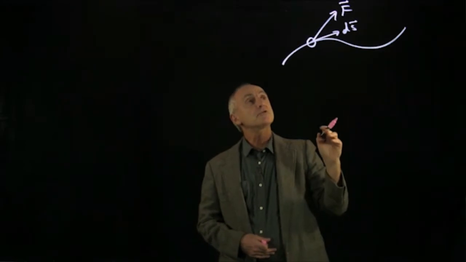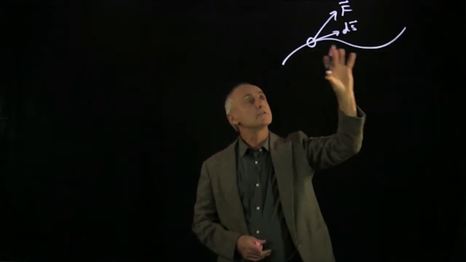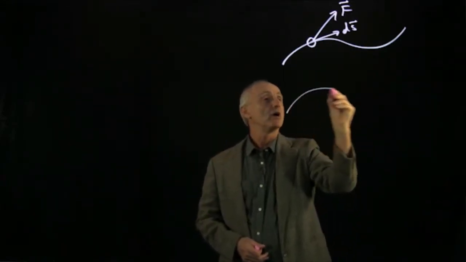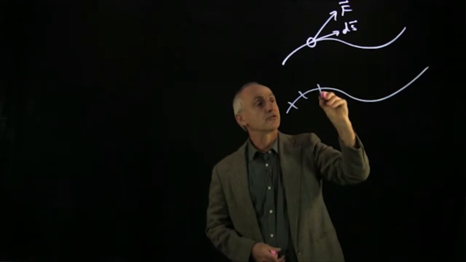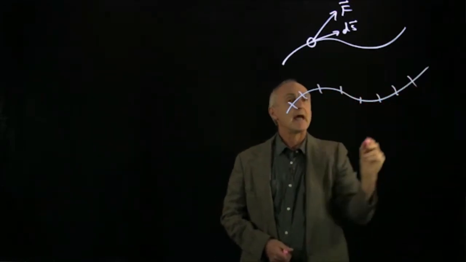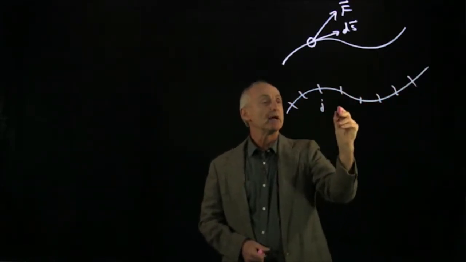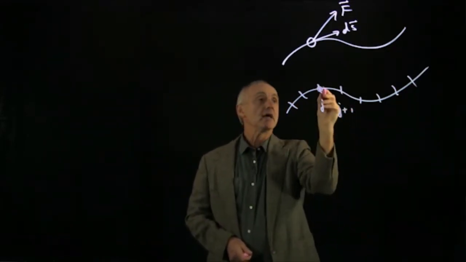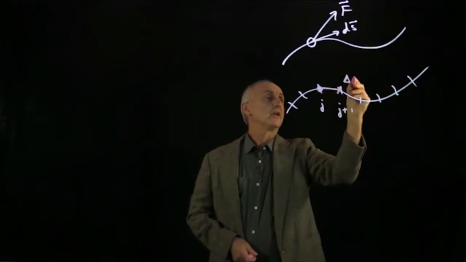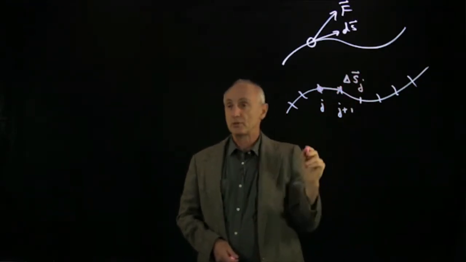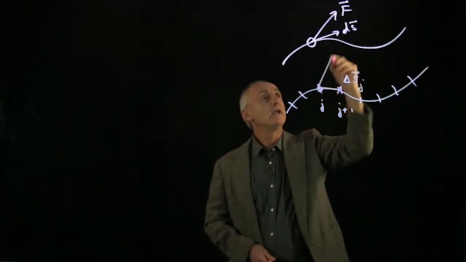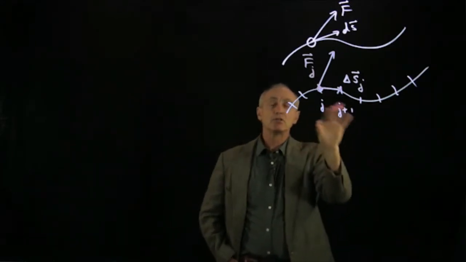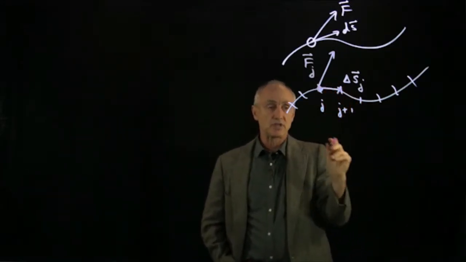Now, what we're going to do is imagine that we break the path down into a bunch of small intervals. And let's call this the jth point and the (j plus 1)th point. Then our particle will start at j, and we'll displace it delta sj to the (j plus 1)th position on the path. And here, let's denote the force by Fj. And now what we'd like to do is define the work for this particular section.